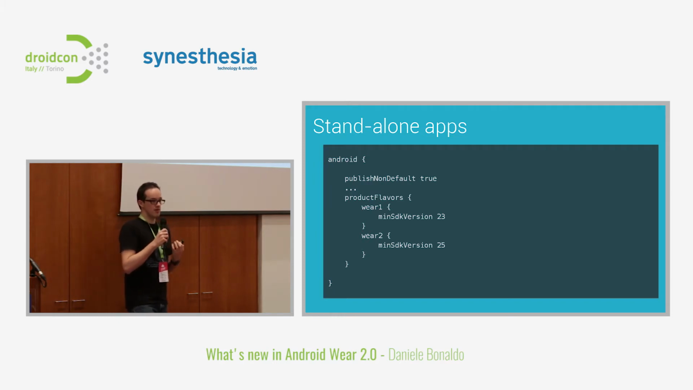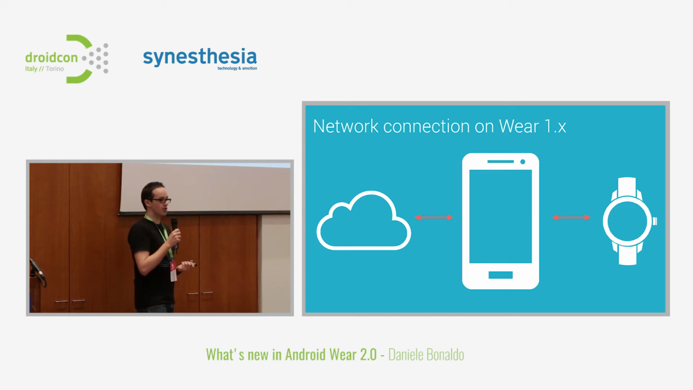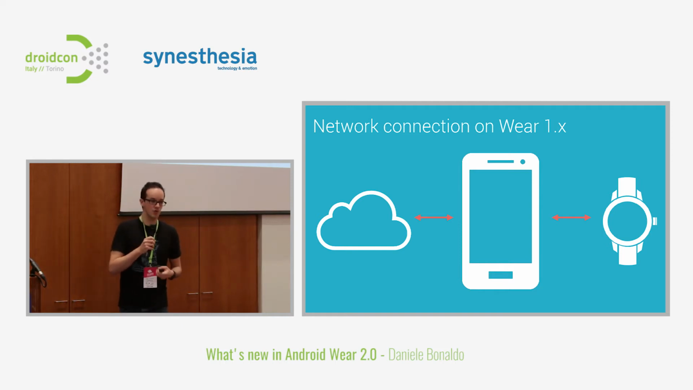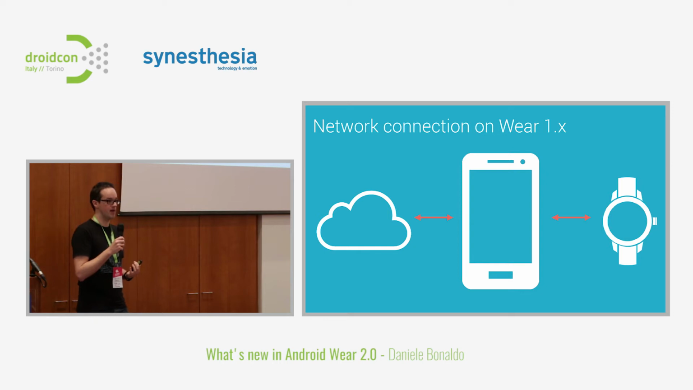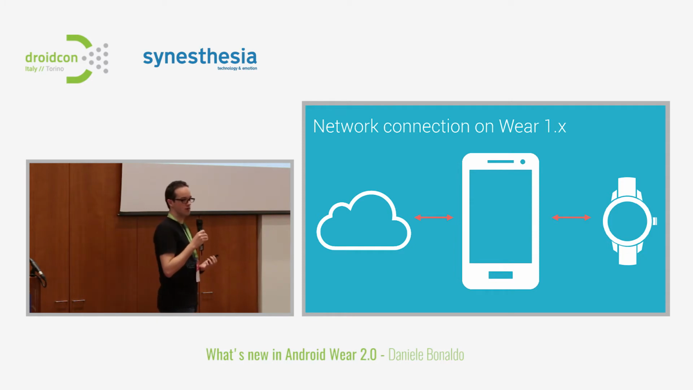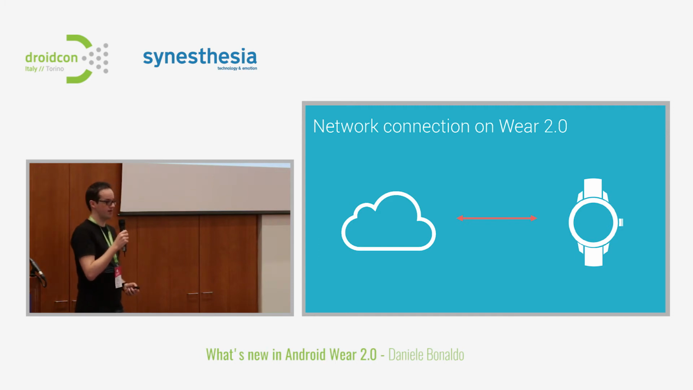Connected to this new level of independence, let's say, of the watch, there are also new possibilities for installed applications. Regarding network connection, in Android Wear 1, the watch always required the phone to make any network request. You could not make a direct request to an API from the watch. You always needed to do it from the companion app installed on the phone, and then forward the received data to the watch through Bluetooth or Wi-Fi. In Android Wear 2, finally, you can access any API directly, performing any network request directly from the watch.